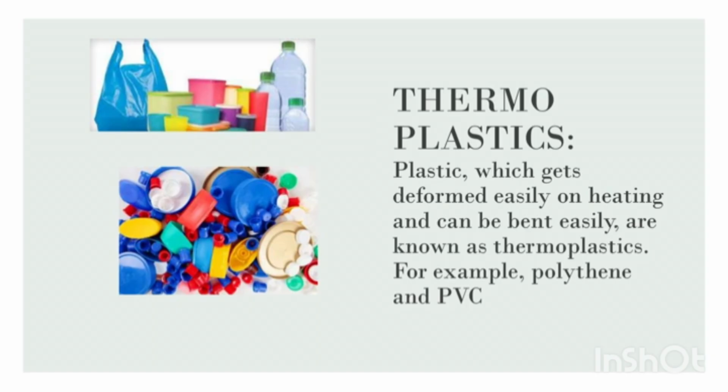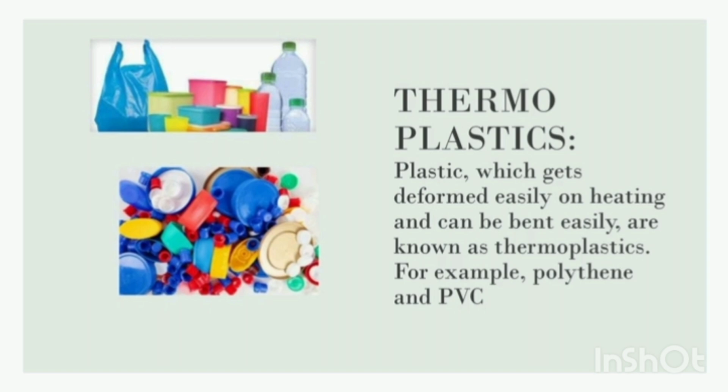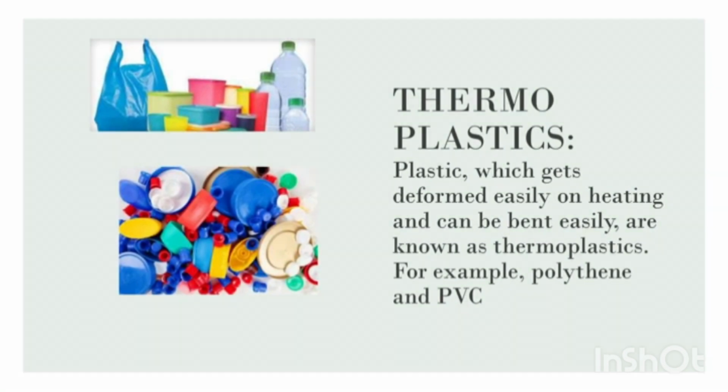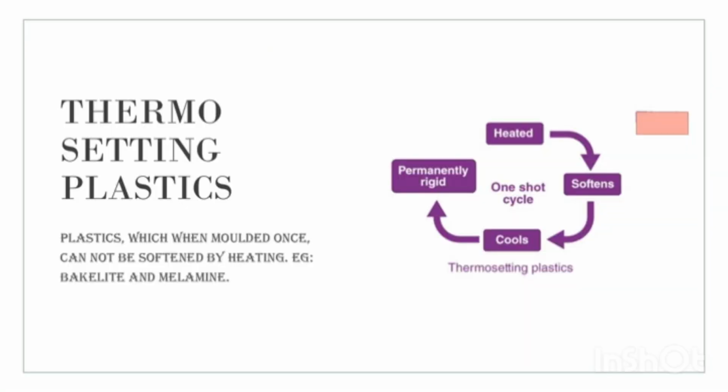Let us see thermoplastics. Thermoplastics are plastics which get deformed easily on heating and can be bent easily. For example, polythene and PVC. Different types of thermoplastics are used to make different objects such as food packaging, waterproof clothing, non-stick pots and pans, eyewear, CDs, etc. So these are all examples of thermoplastics which are used in daily life.